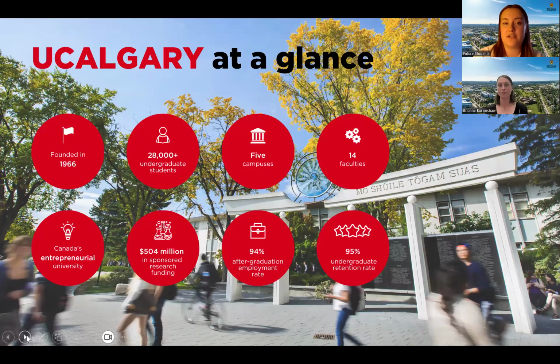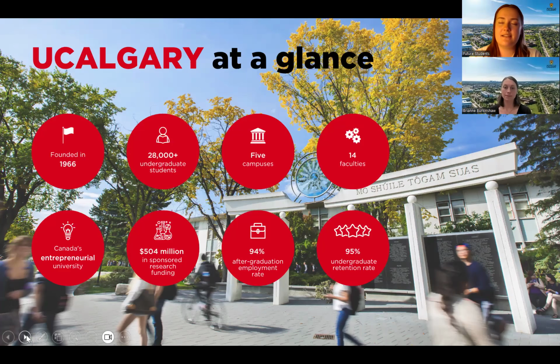10 of those are undergraduate faculties, so those are faculties that you can enter into straight out of high school. And that's all done in under 100 years, which is pretty impressive when you think about how young the university is. We're also Canada's entrepreneurial university. We have about $504 million in sponsored research funding, and a 94% after graduation employment rate.